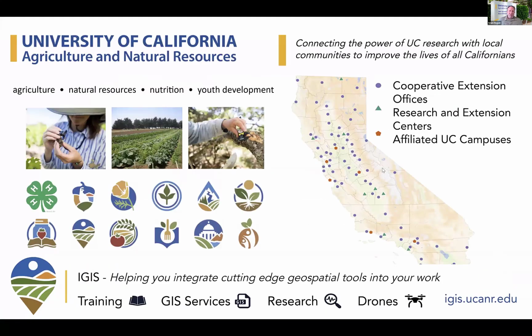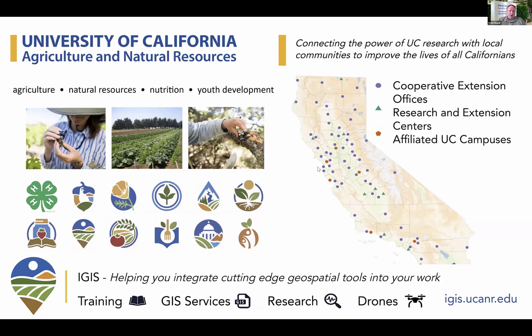So just a little bit about myself and my program. I'm part of the Informatics and GIS statewide program. If you're not familiar with this, my name is Sean Hogan and I'm located in Davis. I am the one person there for my team. The rest of my team is spread out between UC Berkeley, the Kearney Research and Extension Center, and Hopland Research and Extension Center.